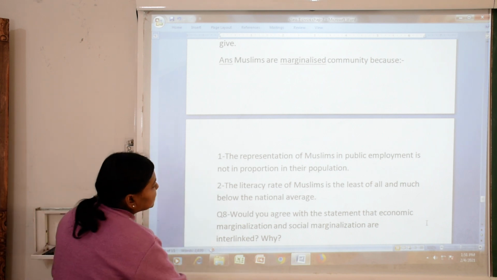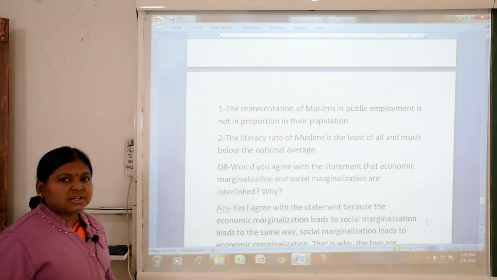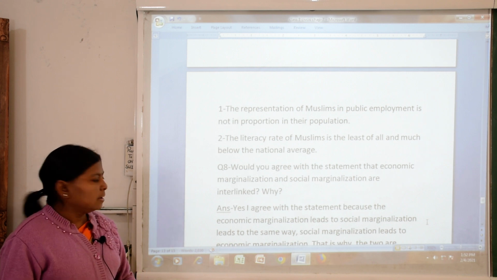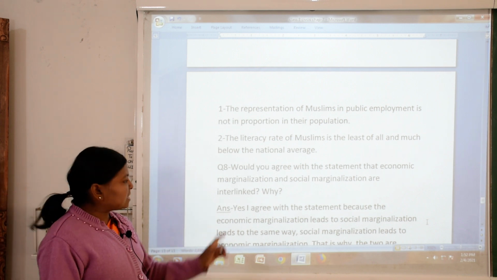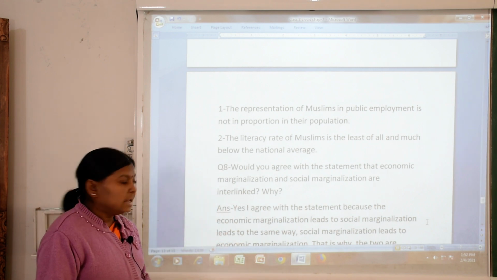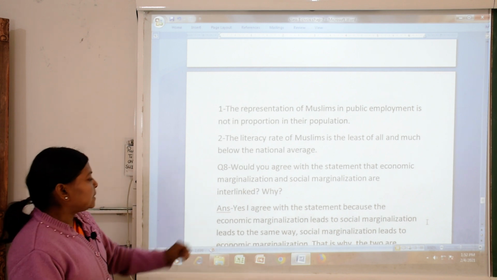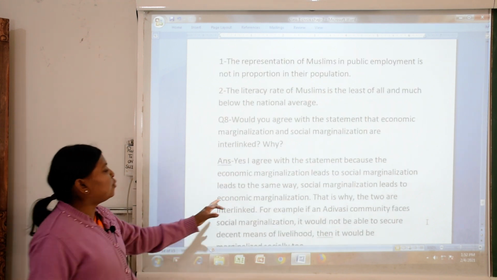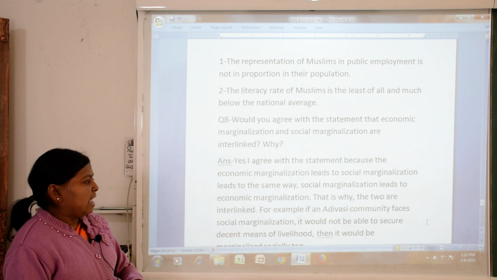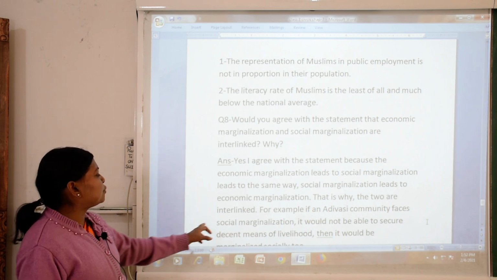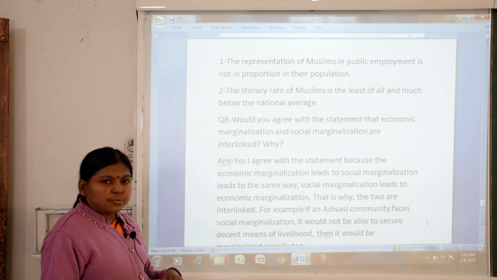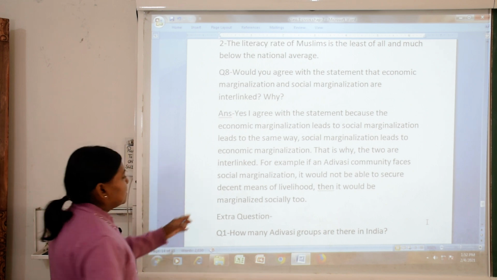Next, would you agree with the statement that economic marginalization and social marginalization are interlinked? If so, why? Yes, I agree with the statement because economic marginalization leads to social marginalization, and social marginalization leads to economic marginalization. That is why the two are interlinked. For example, an Adivasi community faces social marginalization and would not be able to secure means of livelihood, so it would be marginalized economically too.